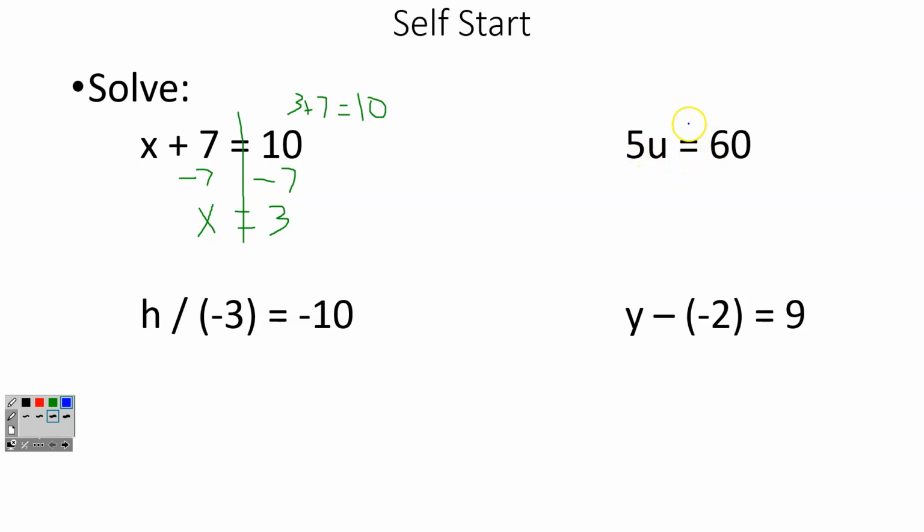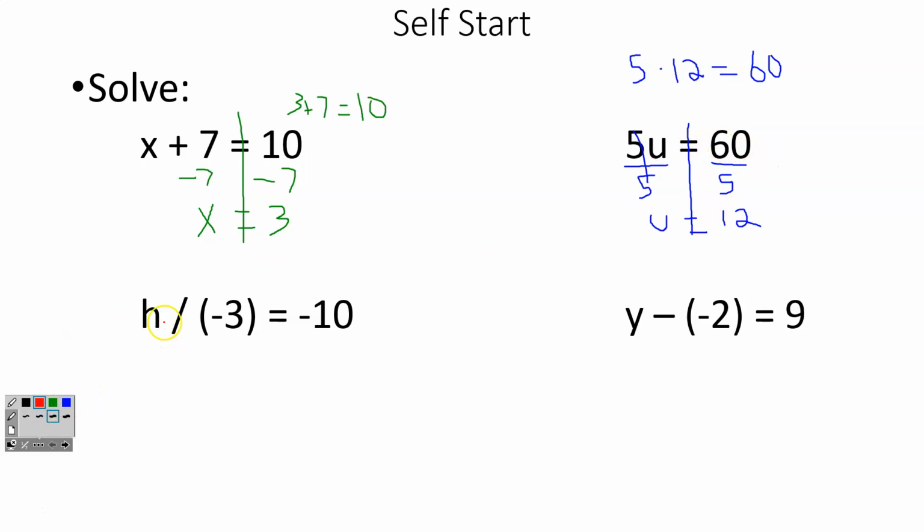Question number 2. 5u equals 60. Draw your fence. This 5 and this u is connected through multiplication. So when the coefficient and the variable are connected like this, there's nothing in between them, that means multiply. The opposite of multiplying would be to divide. So I'm going to divide both sides by 5. Those 5 cancel out, and I'm left with my variable, which is u, equals 60 divided by 5 gives me 12. To check your work, you just say 5 times 12, which is 60, which is a true statement, which would match what we have down here.